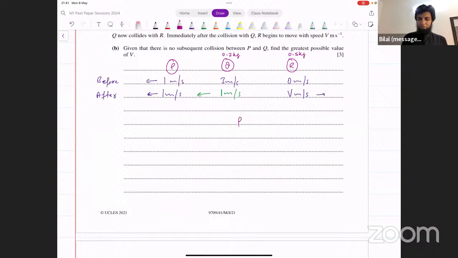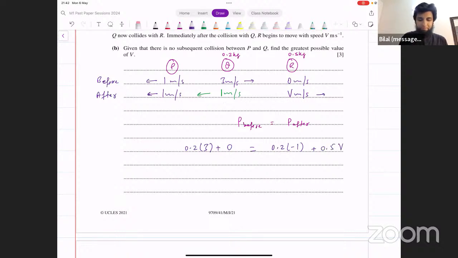What do we get from this? Momentum before collision equals momentum after collision. Let's just apply that on Q and R. What's the momentum before collision? 0.2 into, so this was to the right, so 0.2 into 3 plus 0, the momentum of R. Momentum of Q after collision, that is 0.2 into minus 1 because it's moving to the left, right? Plus 0.5 into v. Yes.